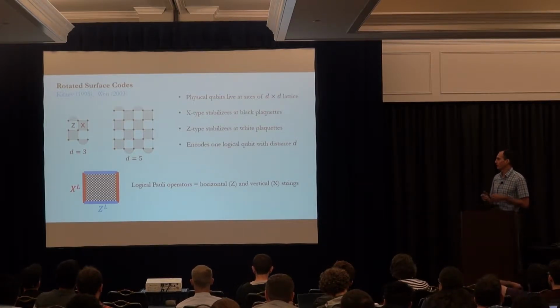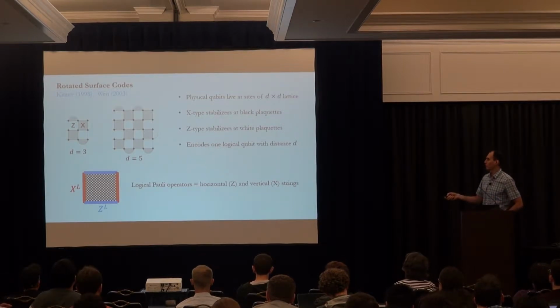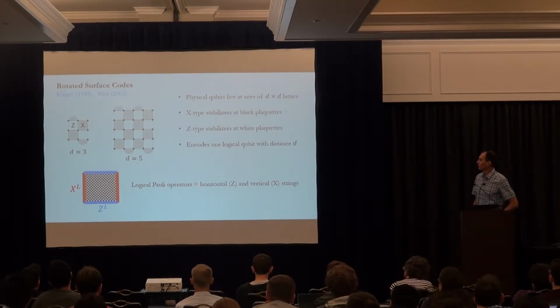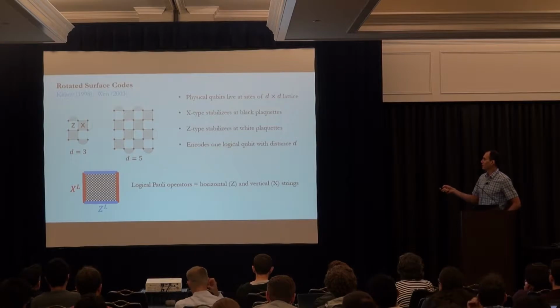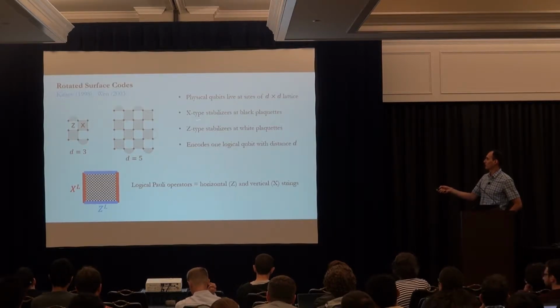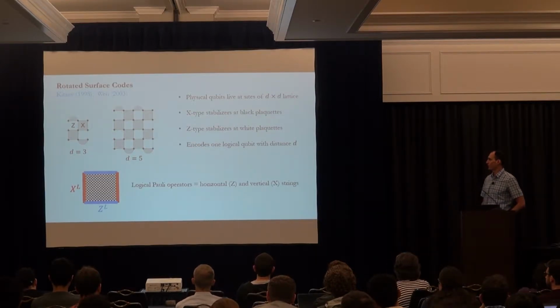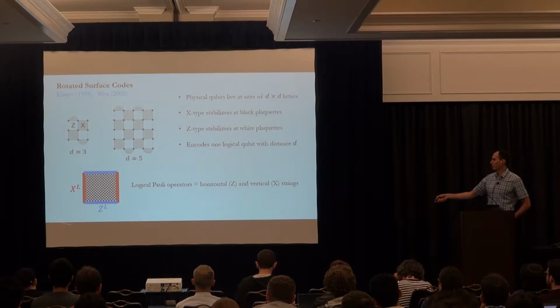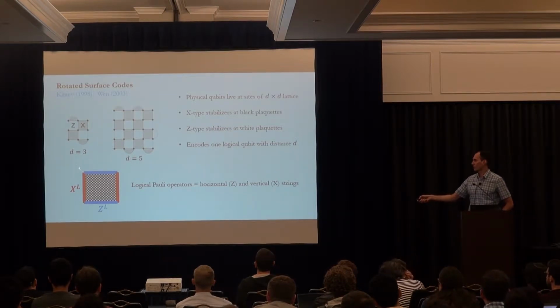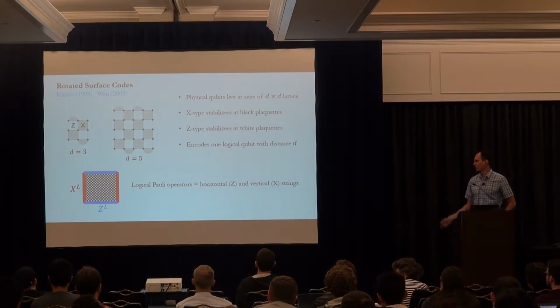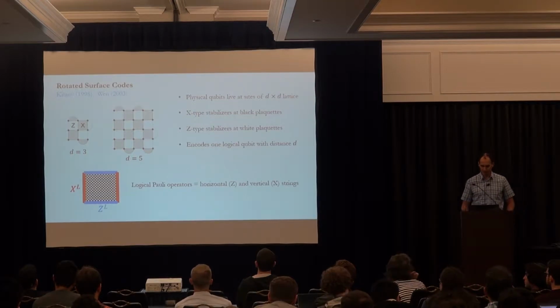And so in this talk, I will only consider surface codes. You have already seen this in Cody's talks. We have physical qubits at sites of the lattice, X stabilizers at black plaquettes, and Z stabilizers at white plaquettes. And logical operators correspond to vertical and horizontal strings of X and Z.